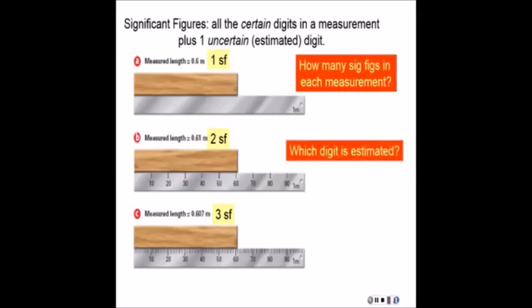Which digit is the estimated one? In the first, it's the 6. In the second, it's the 1, and in C, it's the 7. So all measurements have one estimated digit, and that's the uncertain one. They have to have one. You can't have more than one. So it would have been wrong in A if somebody had said, I think that's 0.65 meters, because if they're guessing at the 6, they'd know nothing about the 5.